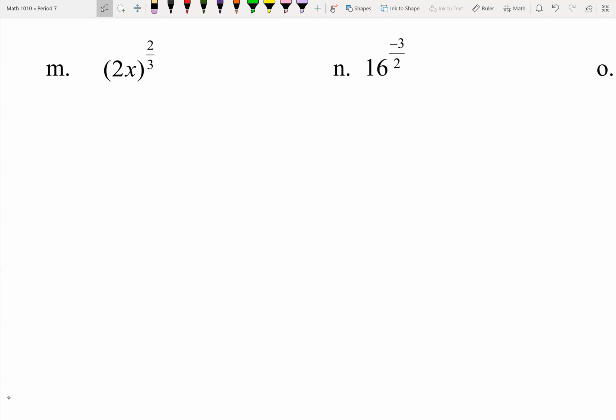Okay, M is highlighted. Here we go. Make it a root. So it's a cube root. Inside, you have a 2x, but see that squared right there? You have to square it.